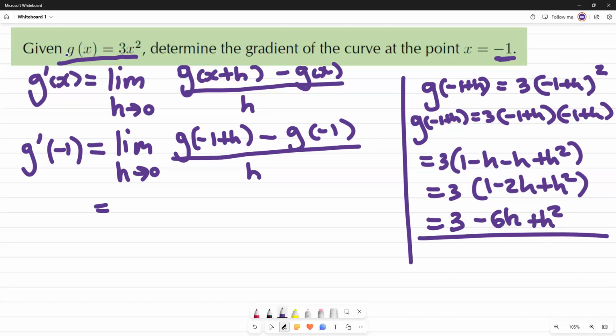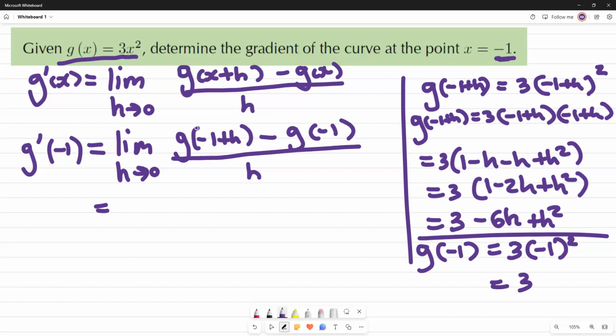I still do the same. I write g, where there's x, I leave a space, and then I see there's a 3, where there's x, I put space, and then the squared. I'm looking for g at negative 1, so I put negative 1 there. This gives me 3. So g at negative 1 equals 3.